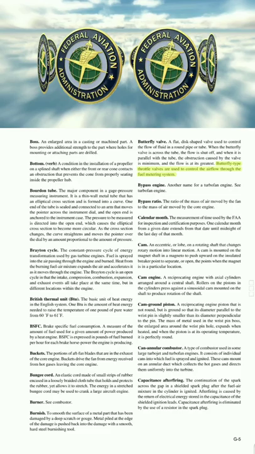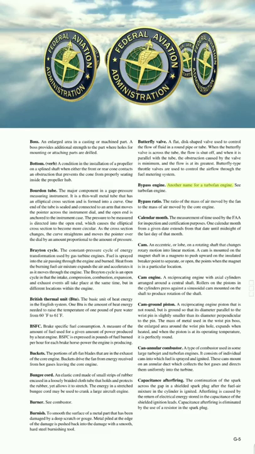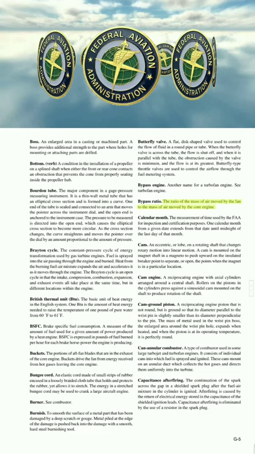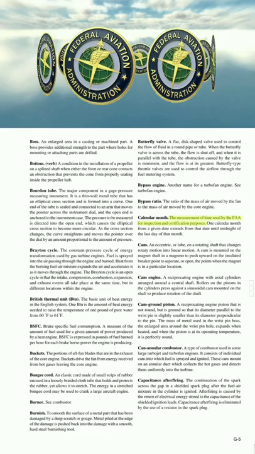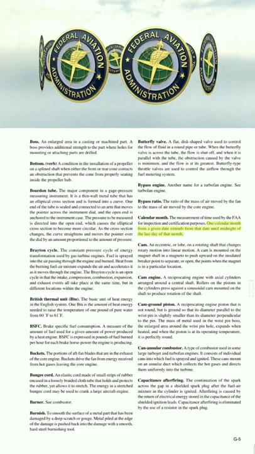Bypass engine, another name for a turbofan engine. See turbofan engine. Bypass ratio, the ratio of the mass of air moved by the fan to the mass of air moved by the core engine. Calendar month, the measurement of time used by the FAA for inspection and certification purposes. One calendar month from a given date extends from that date until midnight of the last day of that month.